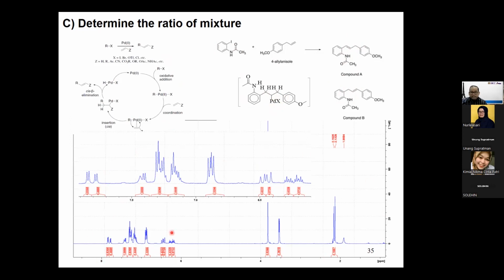In the NMR, when we expand this region, what we observe is they have two sets of signals. This is the first set, including this one, and this one is the second set. The rest we cannot differentiate, but for this one we can easily differentiate the double bond here. So we take the integration ratio here, and we can make the ratio for both compounds. In this reaction, if I'm not mistaken, it is around a 1-to-1 ratio. It means 50% of compound A and 50% of compound B.